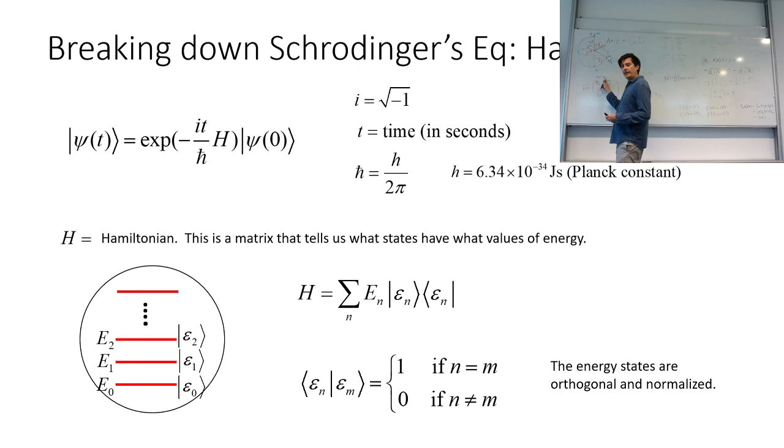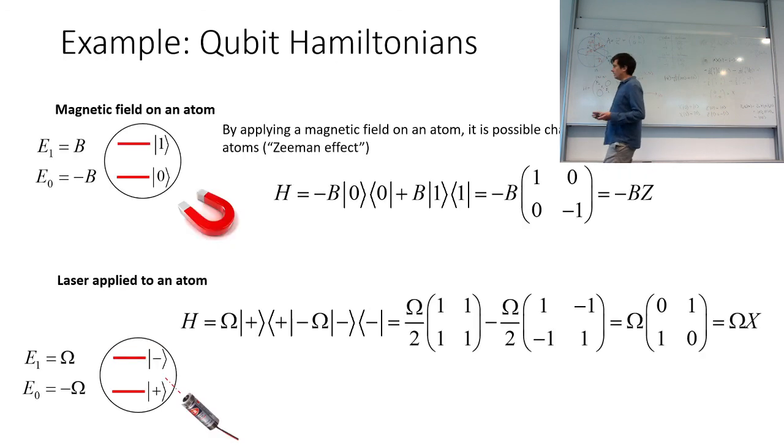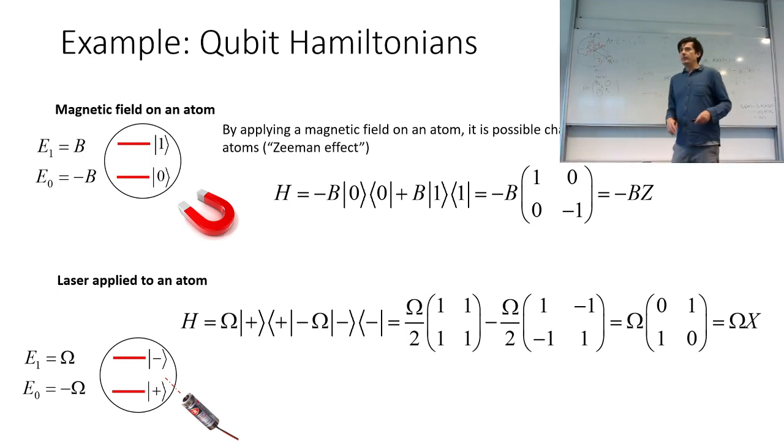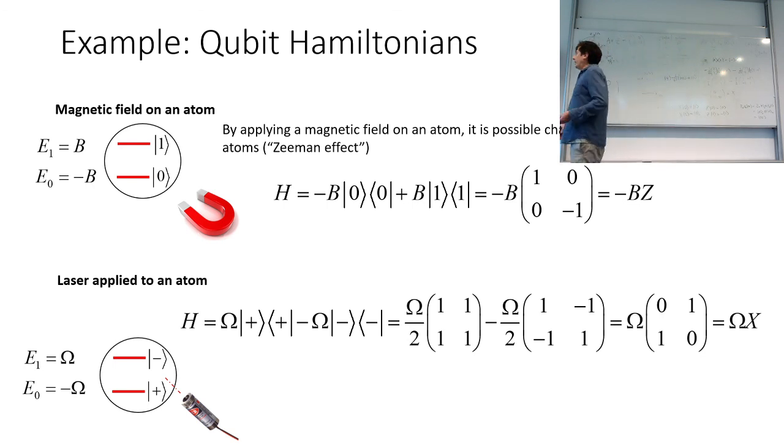But if this basis is actually some funny states, here's a simple example. Say there's a magnetic field on an atom. In this case, the states are just the states of the atom, 0 and 1, and then you put a magnet near it, and these energy levels shift. That's a little bit of atomic physics. You don't have to worry about why; it just happens. So that's an example where the states are just the usual states.